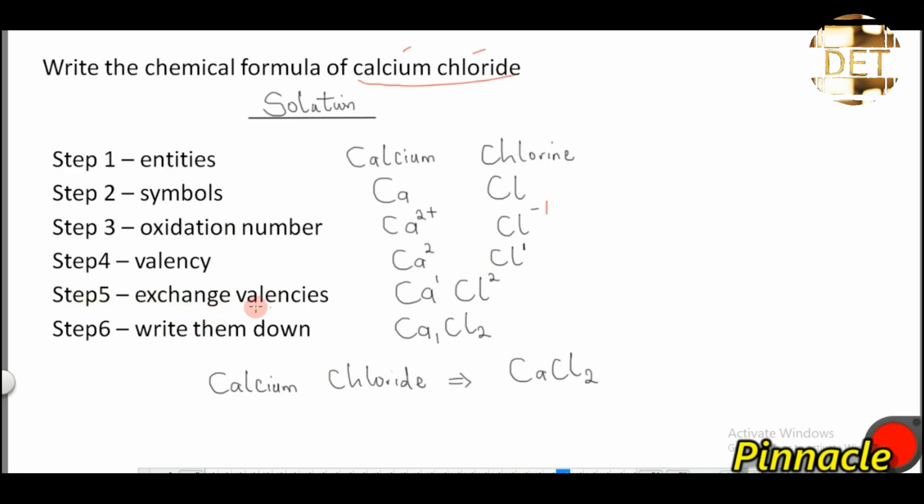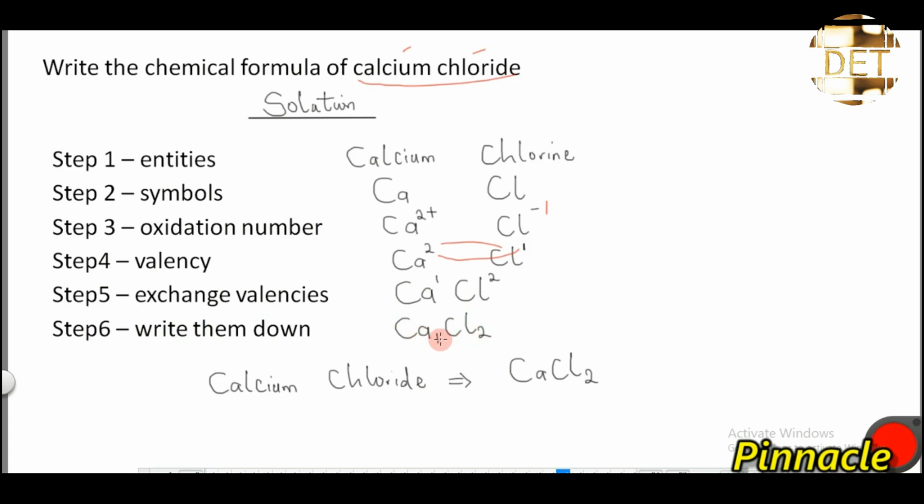Then the fifth step is to exchange the valencies. The 2 will cross this way and this 1 will cross this way. Calcium will give chlorine the 2 and chlorine will give calcium the 1. So when you exchange the valencies, you're going to have Ca1, Cl2. And the sixth step is to write them down. So this will be Ca1, Cl2.